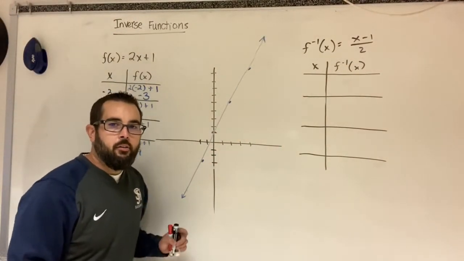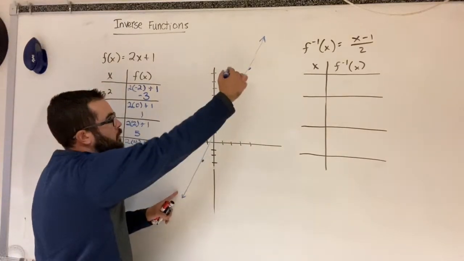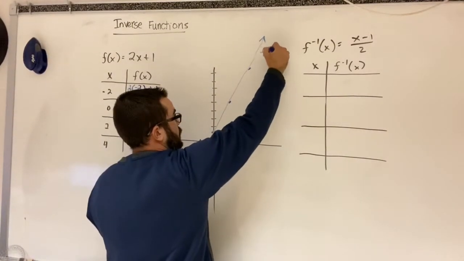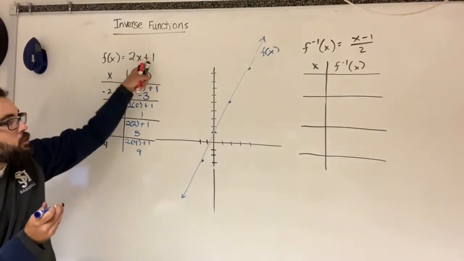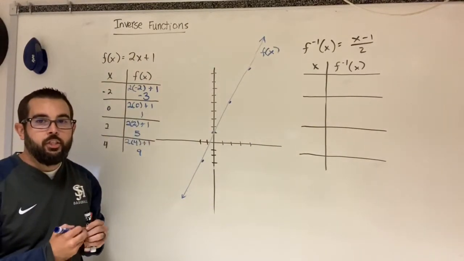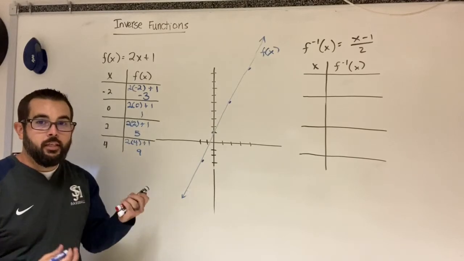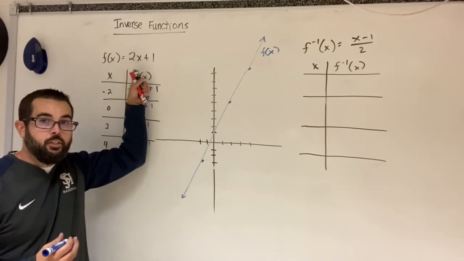All right, sorry, got interrupted there. So you see, here's my line. So this is the graph of f of x, 2x plus 1. That's what the relationship between the x and y's looks like. It looks like a line, hence the name linear function.